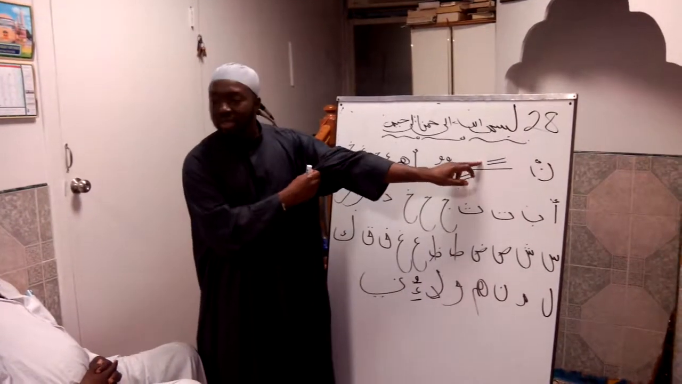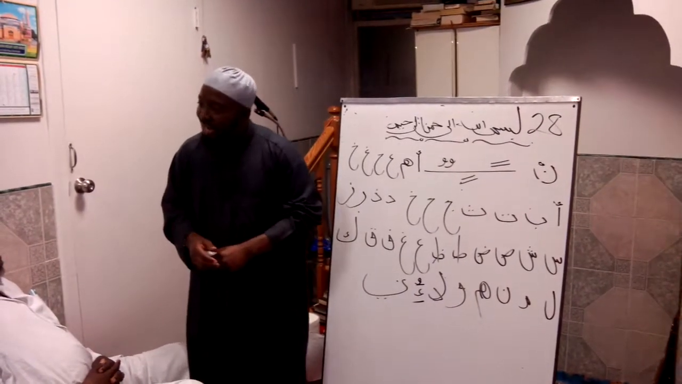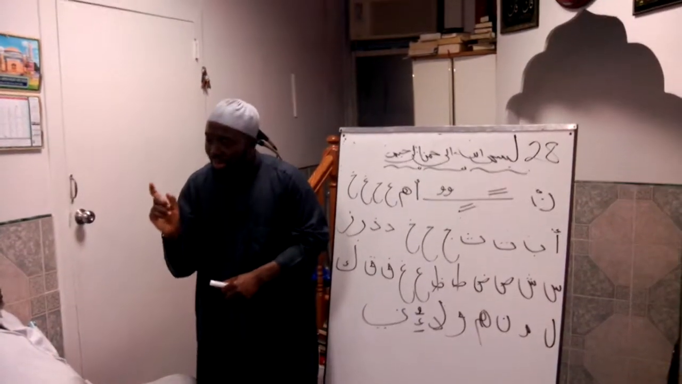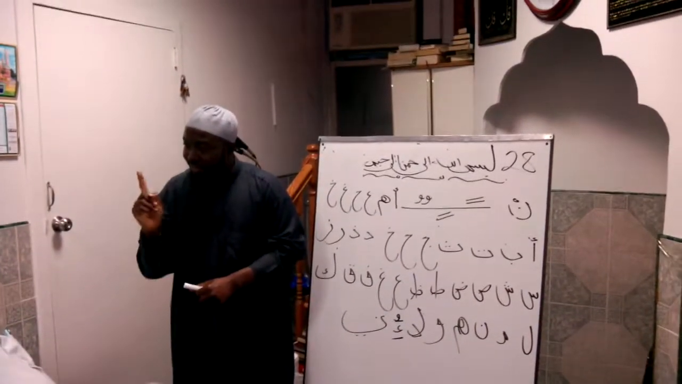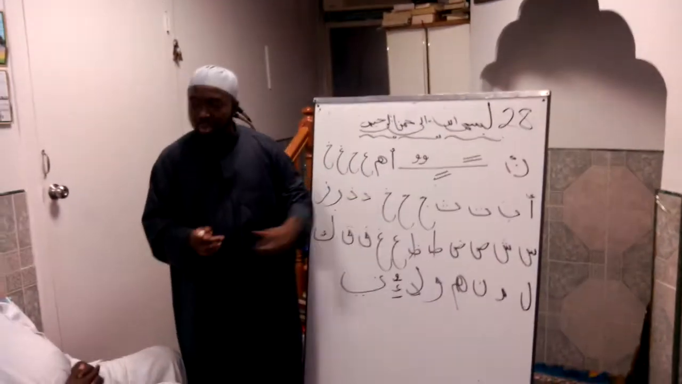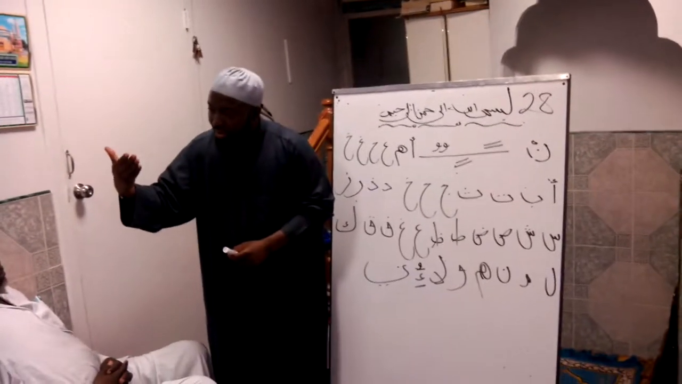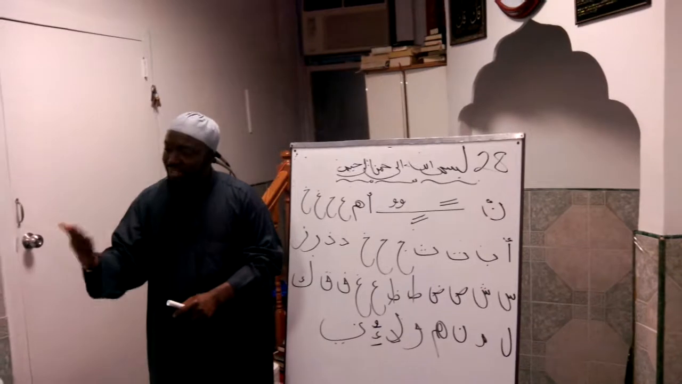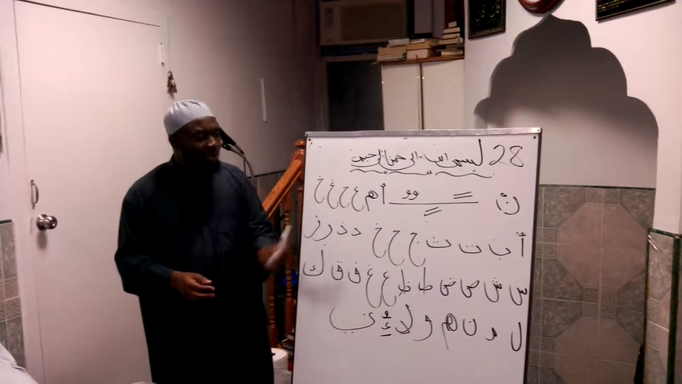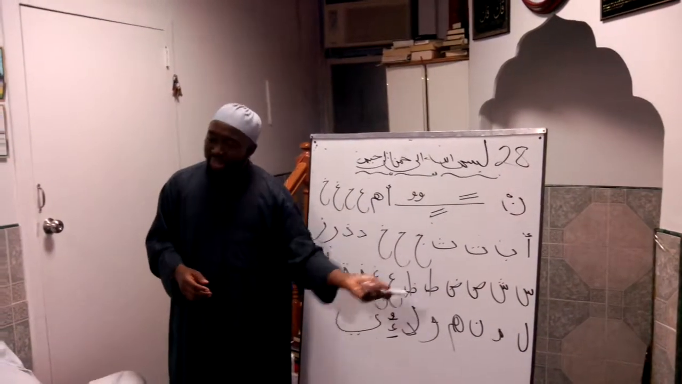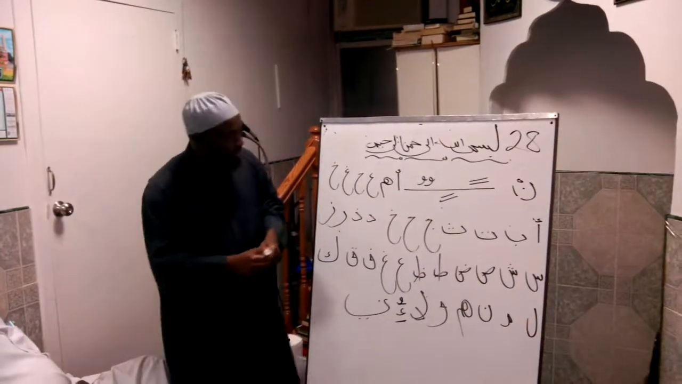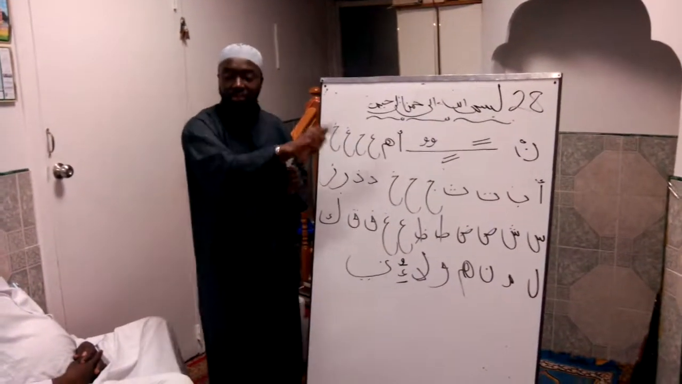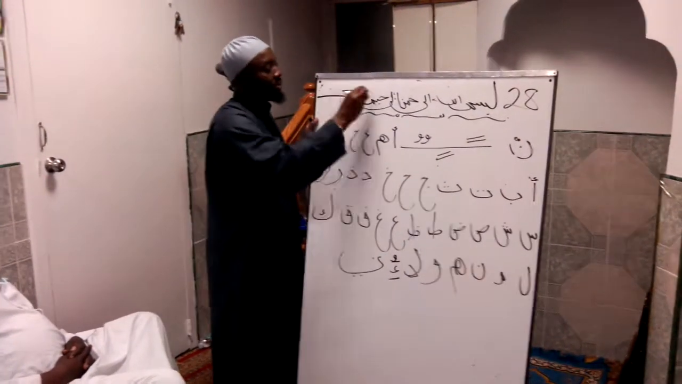So this Tanween here is called Fathatayn. Fathatayn. And this one is called Kasratayn. This one is called Dhammatayn. Okay. Why Fathatayn? Why Kasratayn? Why Dhammatayn? And before Fathatayn, Kasratayn, Dhammatayn, we have this.